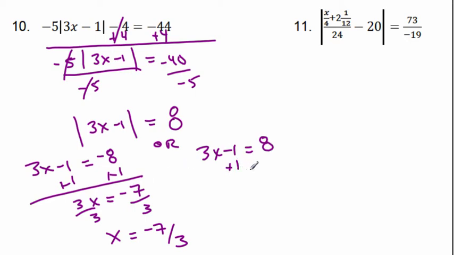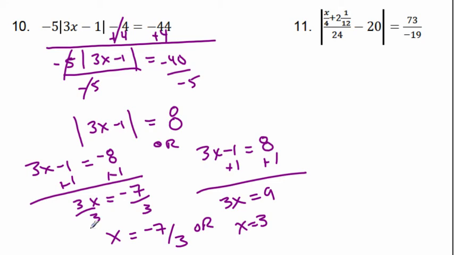Okay, we add 1 to each side. We're going to get 3x equals 9. This one's x equals 3. So I'm going to write final answer, x equals negative 7/3, or x equals 3. Let's do 11, then I'll help you out with the calculator.